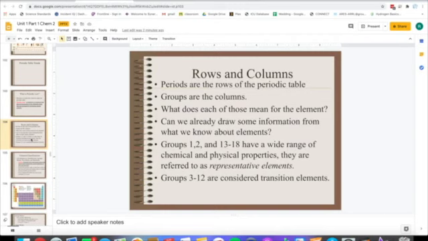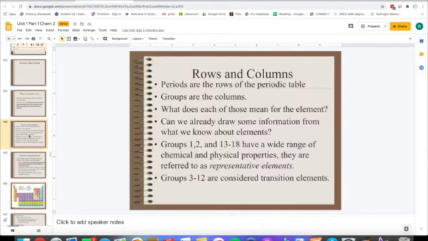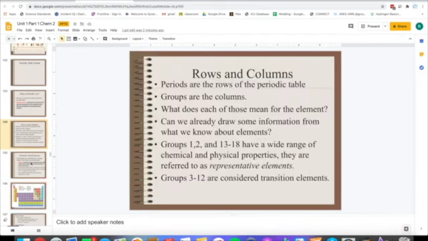So what does each of those mean for the element? You can already draw some information from what we know. Groups 1 and 2 and 13 through 18, so everything on this side, have a wide range of chemical and physical properties, and they are referred to as the representative elements. And then the ones in the middle, 3 through 12, are called transition metals. They behave a little bit differently, so we'll talk about those as well.